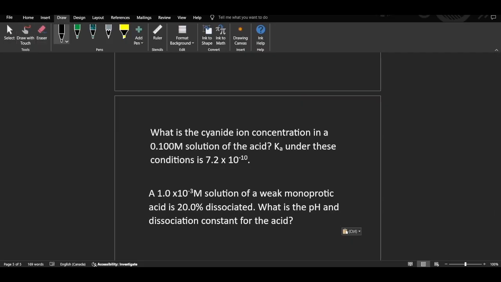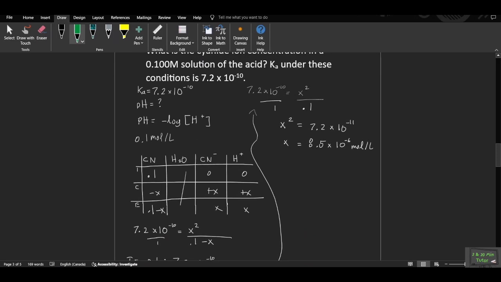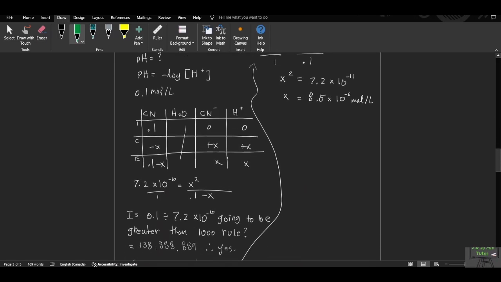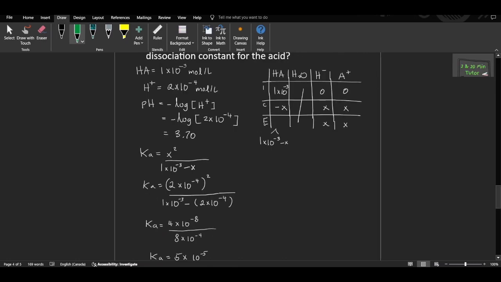Now I'll be giving you the answer shortly. These are the two main questions of the day. This is the answer to the first question. This is the answer to the second question.